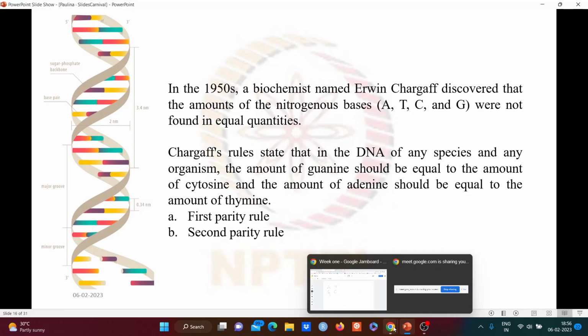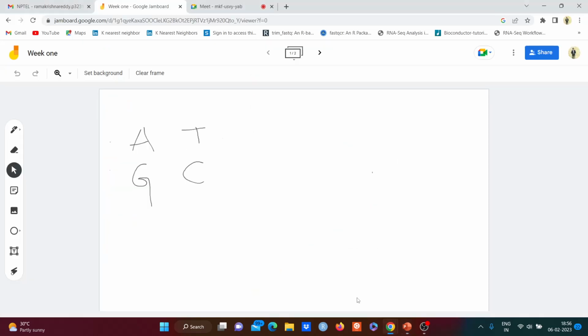Okay. So according to this rule, the percentage of A should be equal to T, and the percentage of G should be equal to C. Given we have this is 10%, both equal to 10%. So these comprise totally 20%.